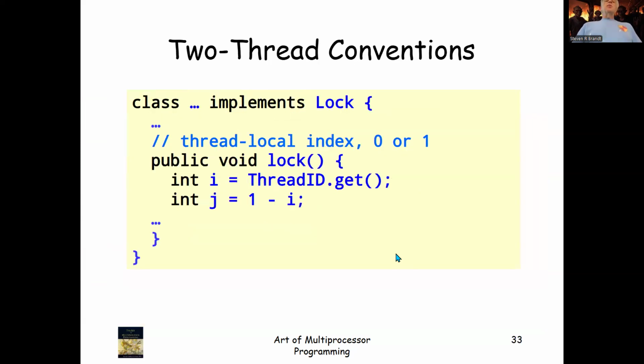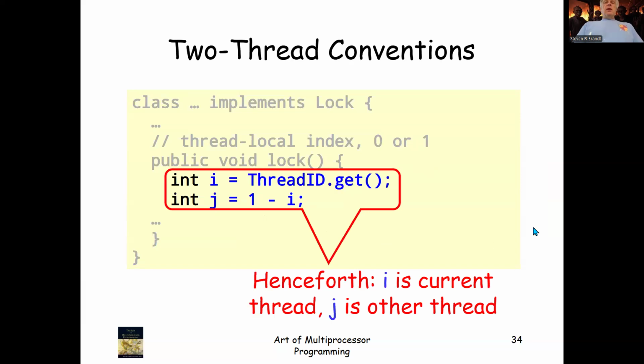Okay, and so what we're going to do, and we have a convention frequently in these slides, is use I for the current thread and J for the other thread, if we have two. So if I have two threads, 0 and 1, then I will be one of the threads and J will be the other one, because 1 minus I is going to be the other one. Make sense? All right.